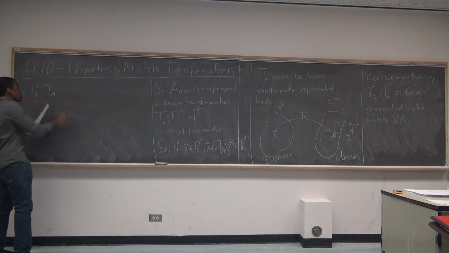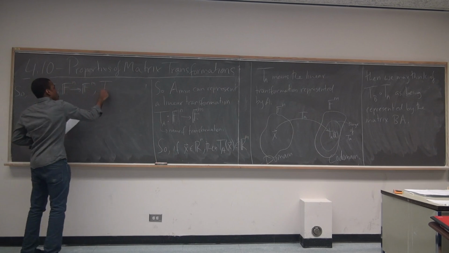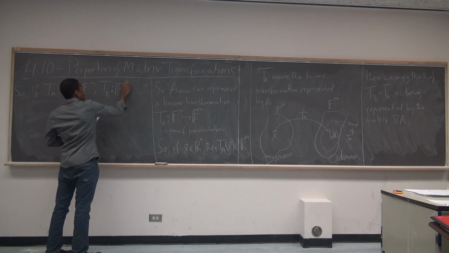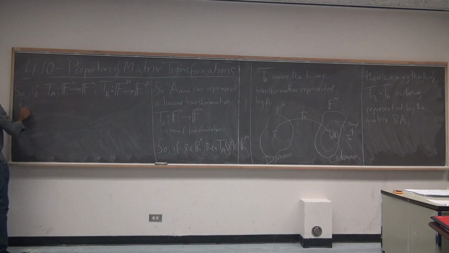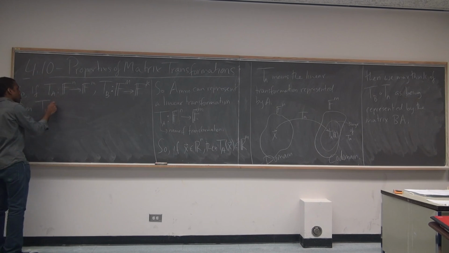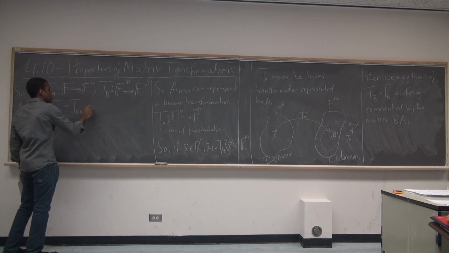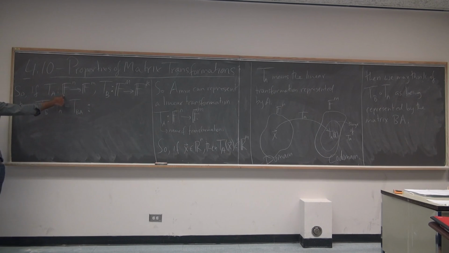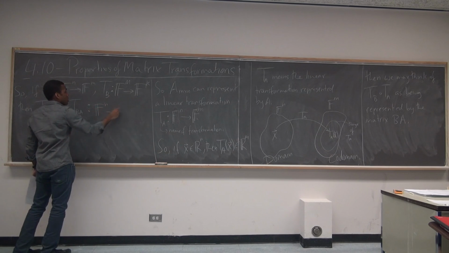If I know TA goes from Fn to Fm, I know TB goes from Fm to Fk. Then TB composed with TA, written as TBA, would be a function that starts where A begins and ends where B ends. So that would be Fn all the way to Fk.